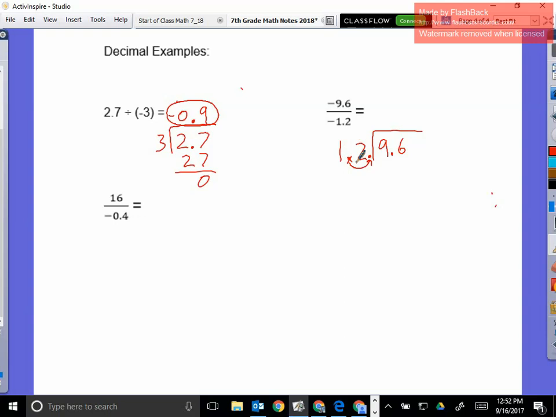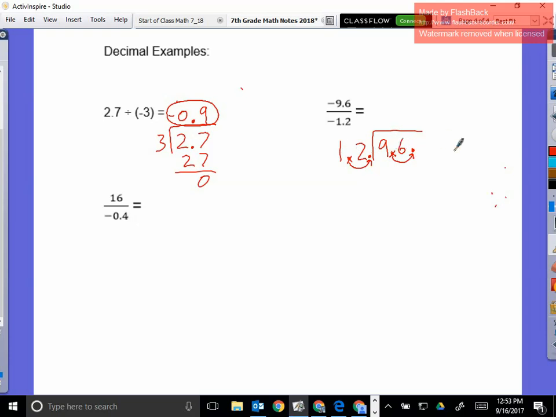And then our rule says if we move this decimal point, we have to move this one the same amount of times. So I have to move this decimal point over one space, put it right there, get rid of it. So now this number became 96. That's our rule. If we move this one, then we got to move this one over here too. So now we got 12 going into 96.